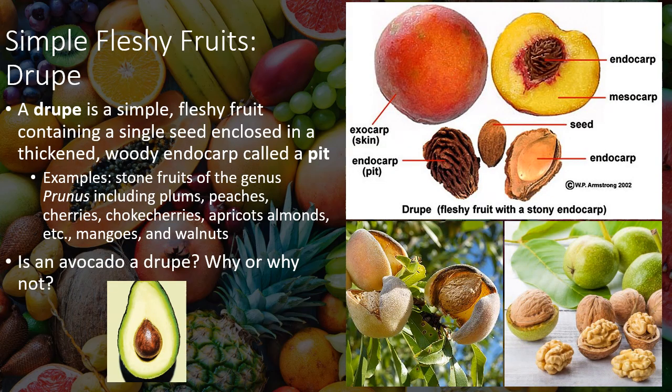Our next type of simple fleshy fruit is a drupe. A drupe is a simple fleshy fruit containing a single seed enclosed in a thickened woody endocarp called a pit. So remembering that we have three layers to our pericarp, we have the endocarp or the inner fruit, the mesocarp or the middle fruit, and the exocarp, which is the outer fruit. When we look at a peach, the pit which surrounds the seed is actually a layer of fruit.